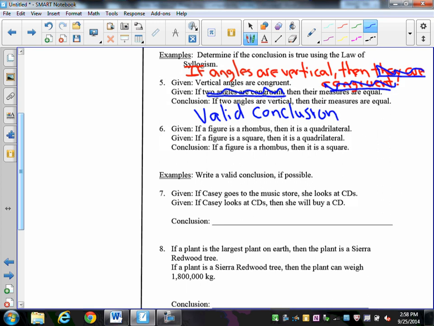So we have to cut the middleman. An example like number 6 shows that we're not cutting the middleman. It says if a figure is a rhombus, then it is a quadrilateral. If we want to cut the middleman, what I underline in green here has to say it is a quadrilateral, or a figure is a quadrilateral. It says if a figure is a square. So right away, we know that no conclusion can be made using the law of syllogism because we can't cut the middleman. They're not the same. I want you to try 7 and 8 on your own.